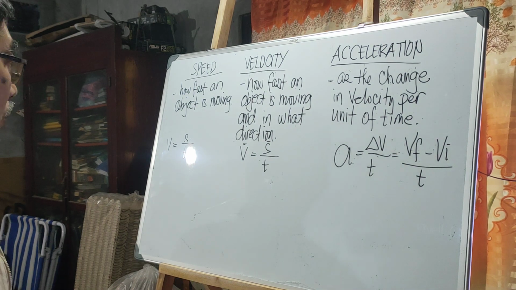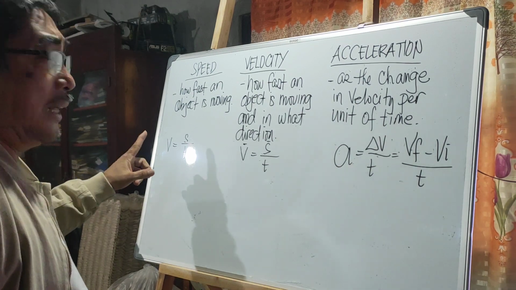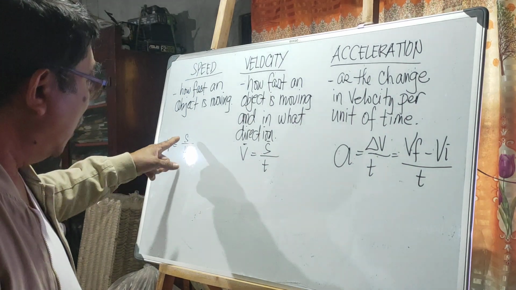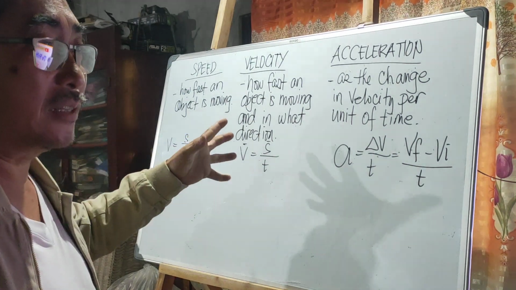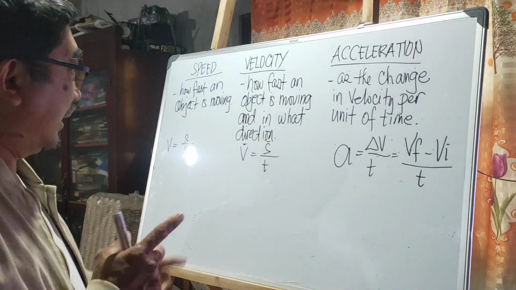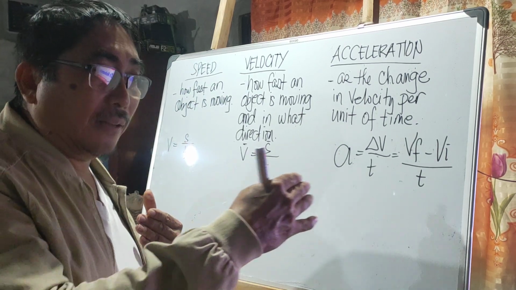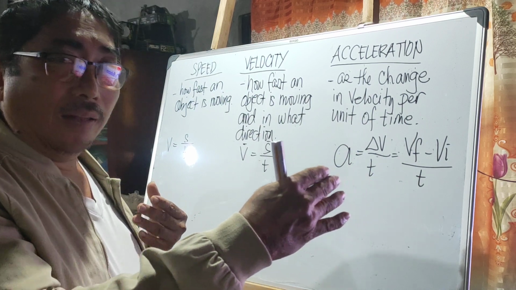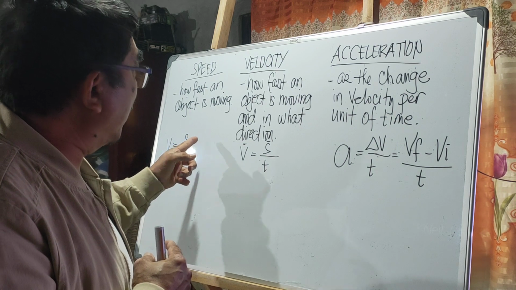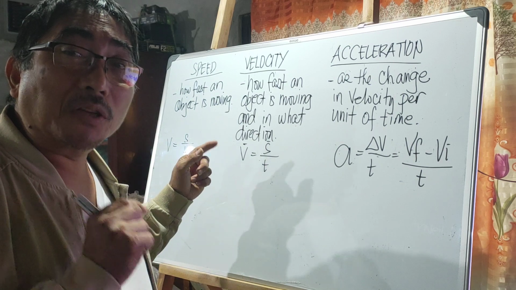Okay, so let us continue with the formula. Pagka ang pinag-uusapan natin ay speed, it is as simple as S over time. S stands for the distance traveled over time. Halimbawa, nag-travel ka ng 100 kilometers, tapos yung distance na 100 kilometers ay na-travel mo in 1 hour. So, your speed is 100 kilometers over 1 hour, or simply, your speed is 100 kilometers per hour.